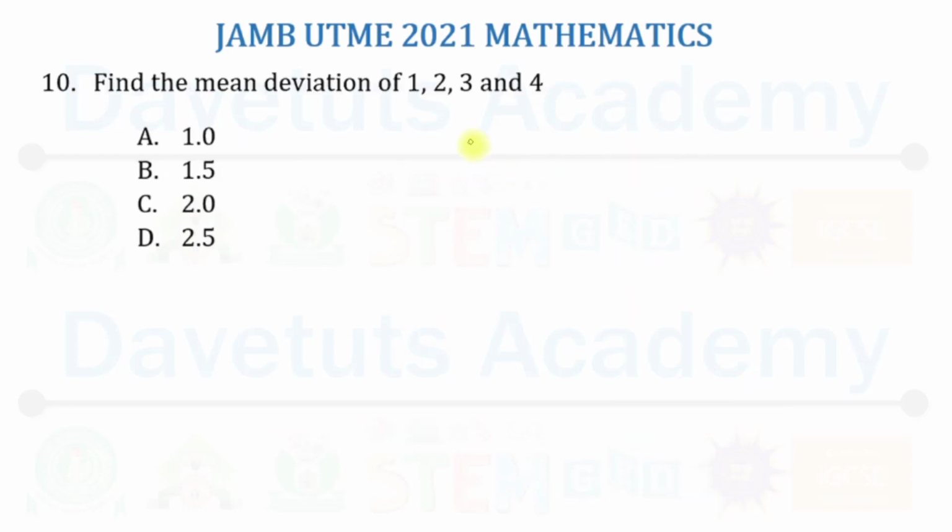0.0022. So this is a question on statistics in which we are asked to find the mean deviation of 1, 2, 3, and 4.